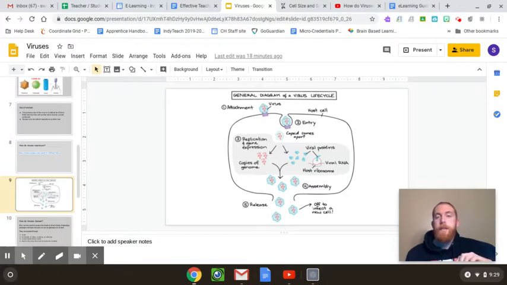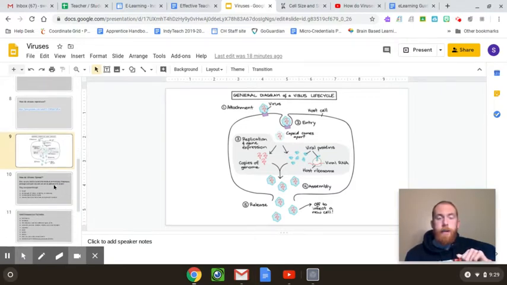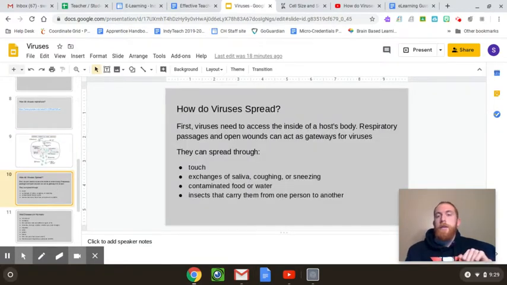So viruses can affect humans, they can affect animals, plants, bacteria, any living thing you can think of can have a virus affect it. So how do viruses spread? First, they have to be able to get inside your body. You read about this a little bit yesterday, but a couple of ways they can get in are through the respiratory passage, like your nose and throat. We also read that it can come through your eyes yesterday. Also, open wounds can be another way they get in your body. So they can spread through touch, through exchanges of saliva, coughing, or sneezing. This is what we've focused on a lot with COVID-19, just making sure that you're staying away from people, keeping your distance, not sneezing, covering it up when you do, and so on. Contaminated food or water, and also insects can be carriers of viruses as well.